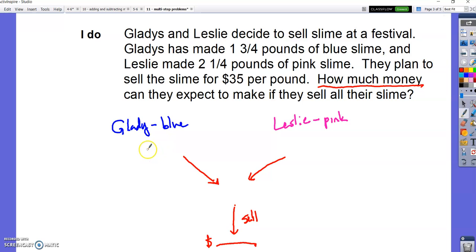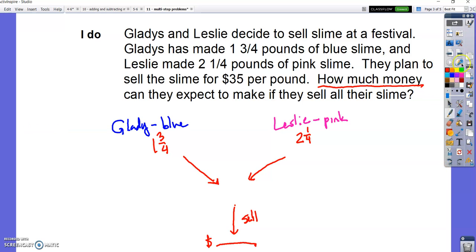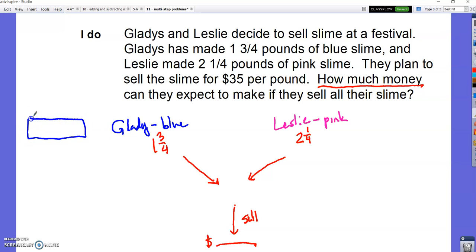So Gladys had 1 3/4 pounds, and Leslie had 2 1/4 pounds. And we're going to put those together to get some slime here. So the first thing I need to do is put those together. I have 3 strategies to do that: I have the model, I have the number line, and I have arithmetic. I prefer the model strategy, so that's what I'm going to do here. Let me do Gladys in blue. Colors are great when you're combining fractions. They really show what was what to start with. So Gladys has 1 whole pound and 3/4 of another pound.